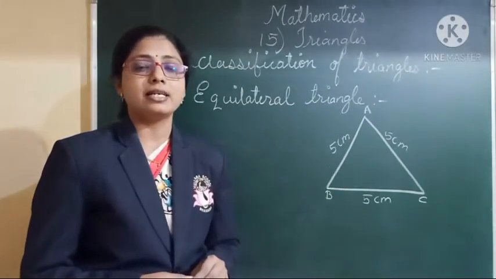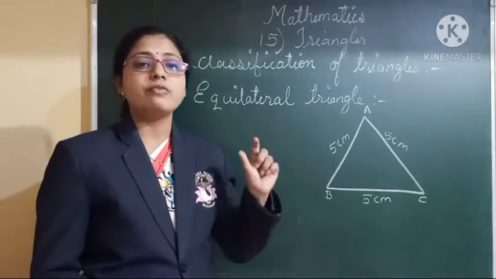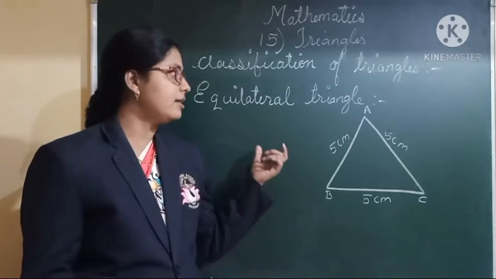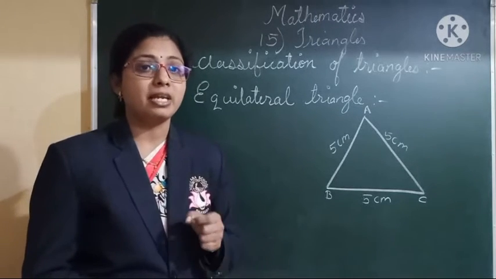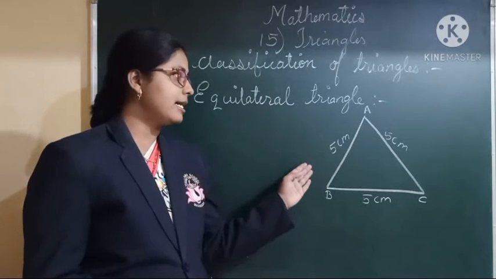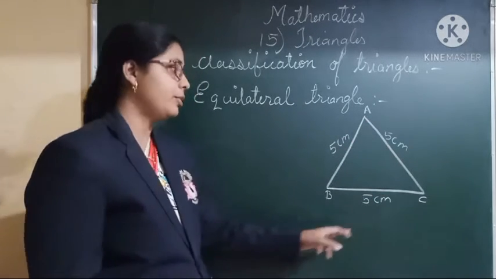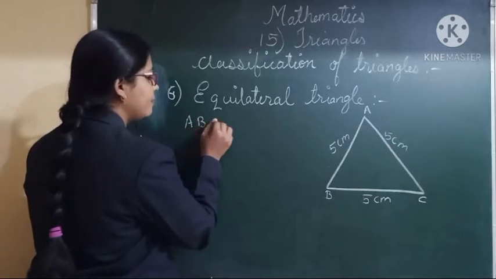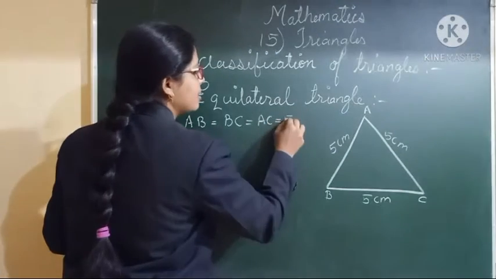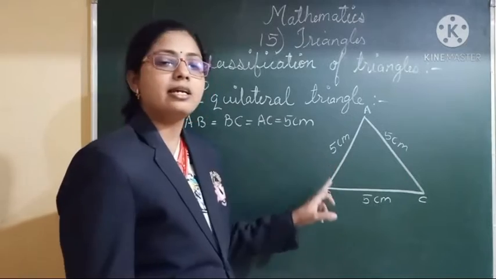Regarding the sides, the third type is the equilateral triangle. Equi means equal, so the name itself tells us that all sides will be equal. The main feature of an equilateral triangle is that all the sides are equal. Look at this diagram. Triangle ABC has all sides of equal measurement. That means AB equals BC equals AC, and the value of each will be 5 centimeters.